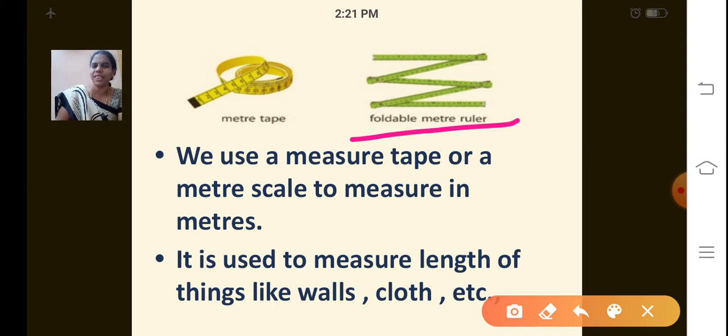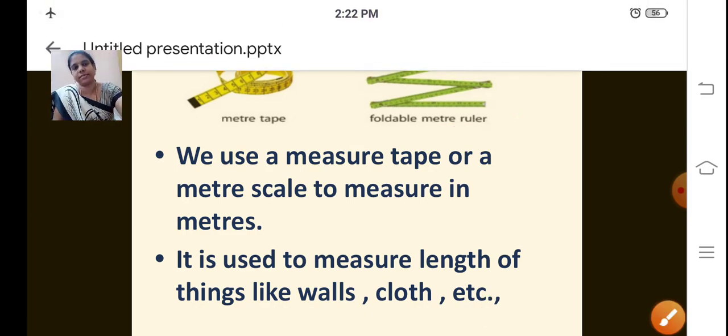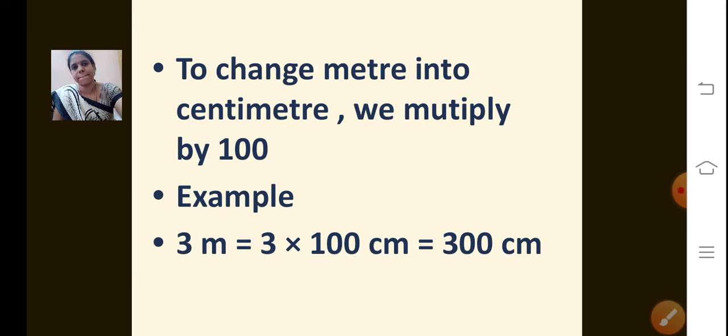How will you measure the length of the wall? Your wall will be like this, right? How will you measure? With the help of the meter tape or foldable meter ruler. Now, how do we change meter to centimeter? That we'll see now.